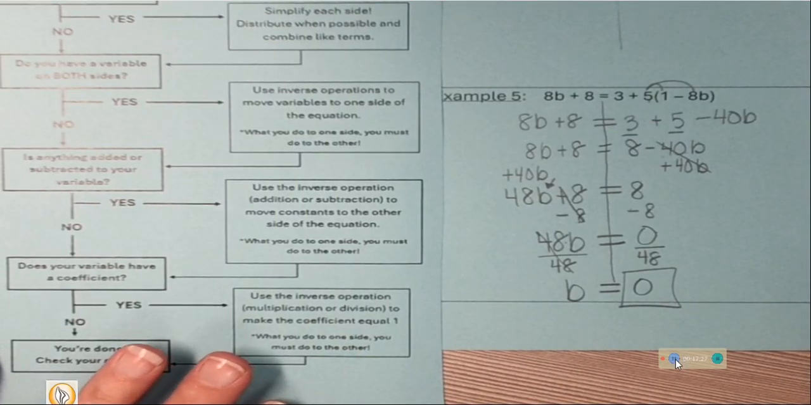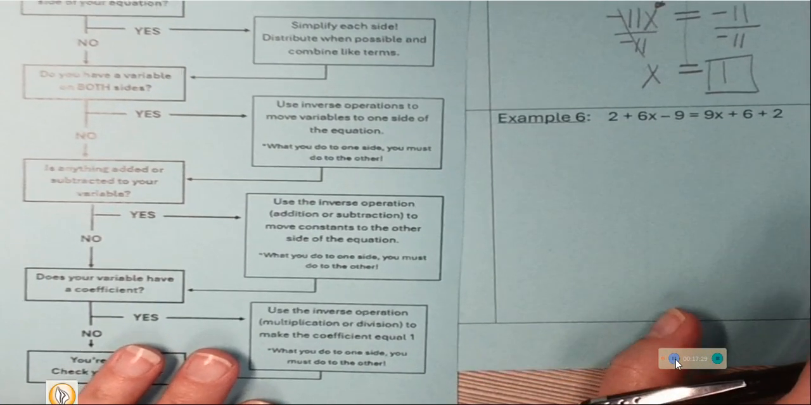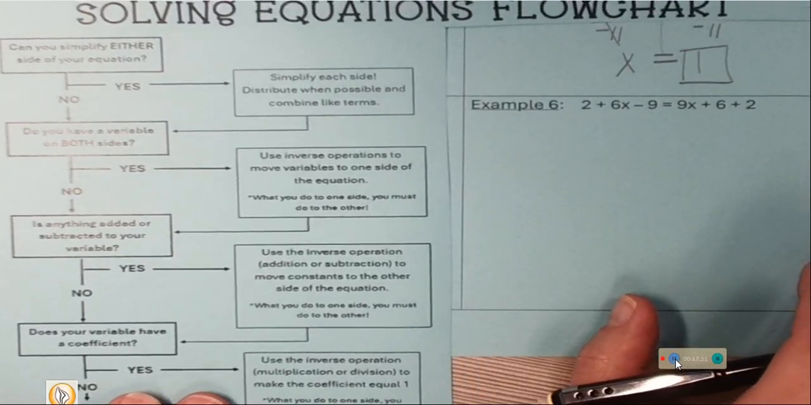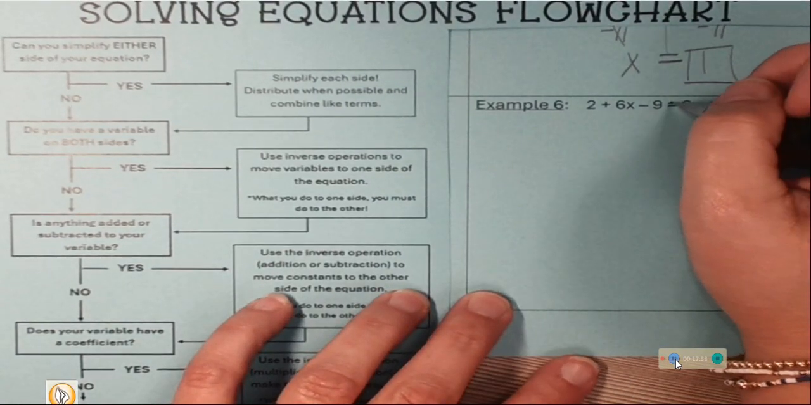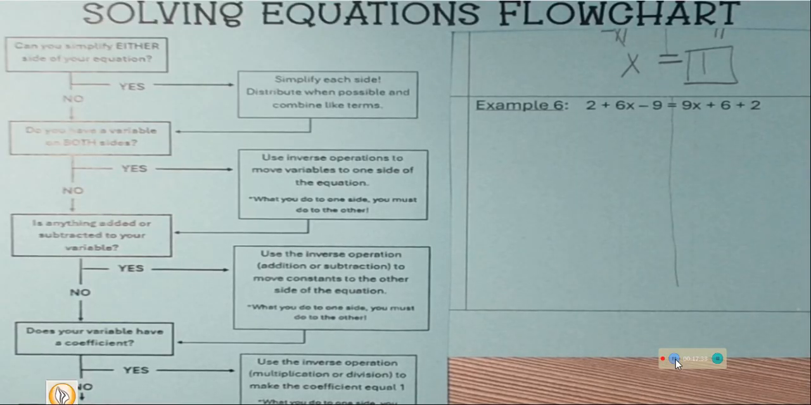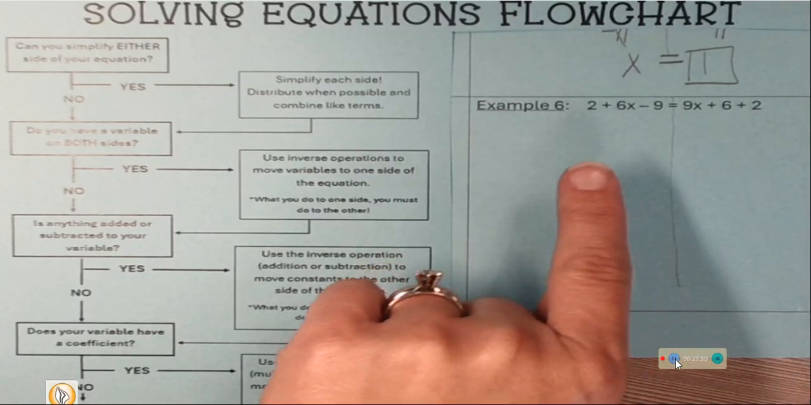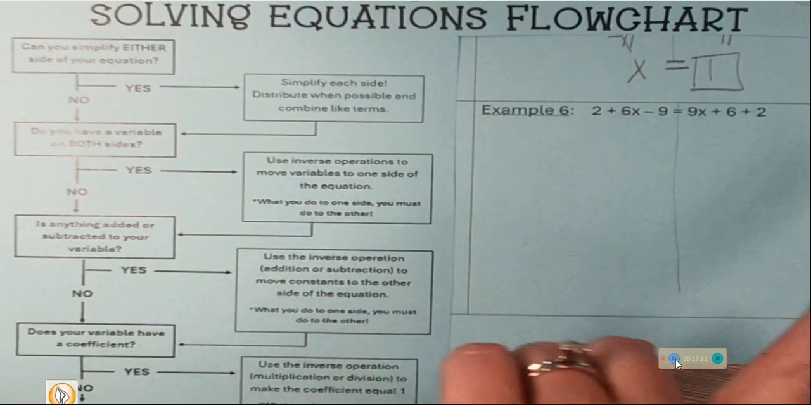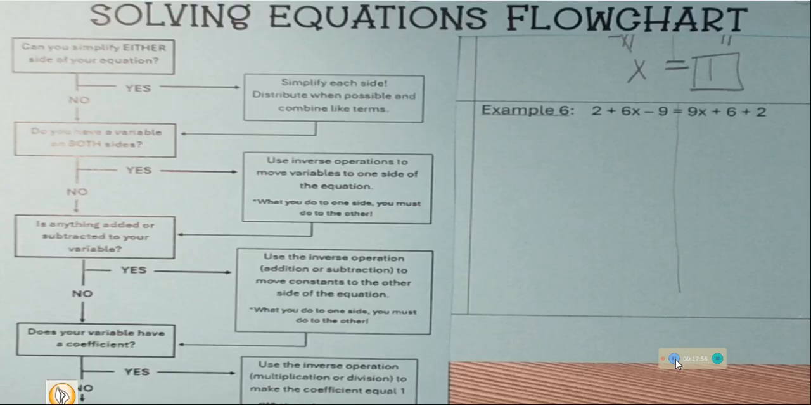All right, so my last question here on this page of notes is example 6. So the first thing I'm going to do is draw that line. That helps me to visually see I have a left side and a right side. Anything on the left side, I can combine like terms. If there's anything on the right side, I can combine like terms. But when I go from left to right or right to left, that's when I use my inverse, okay?